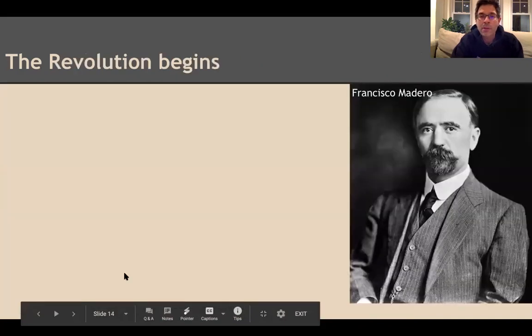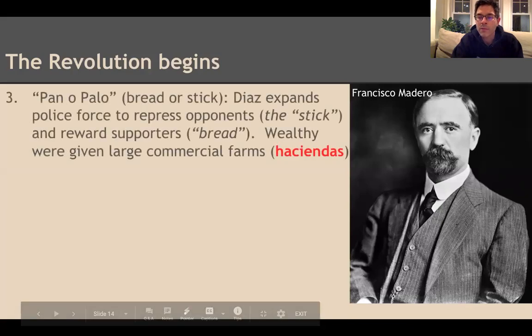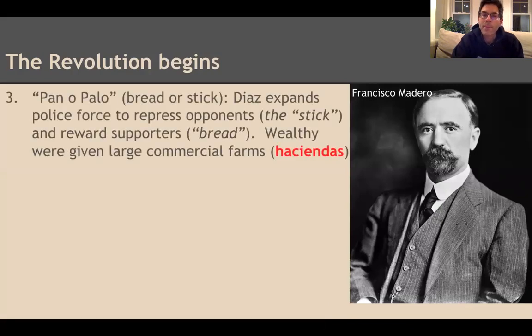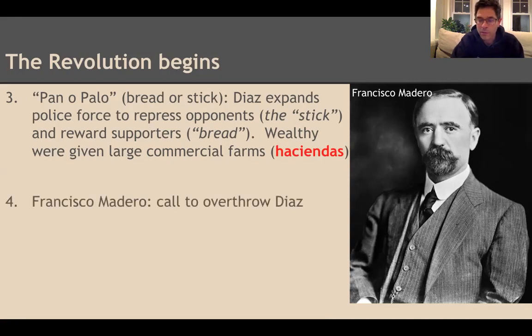So the revolution begins in earnest when this guy, Francisco Madero, declares that Mexico needs a constitution and Díaz should leave. He's corrupt. It's not good for the country. Díaz's policy was sort of referred to as pan o palo. You get bread if you support me, you get the stick if you don't. And he's handing out lots of land and wealth, or haciendas, large plantations, basically, to his cronies again. Madero calls to overthrow him.